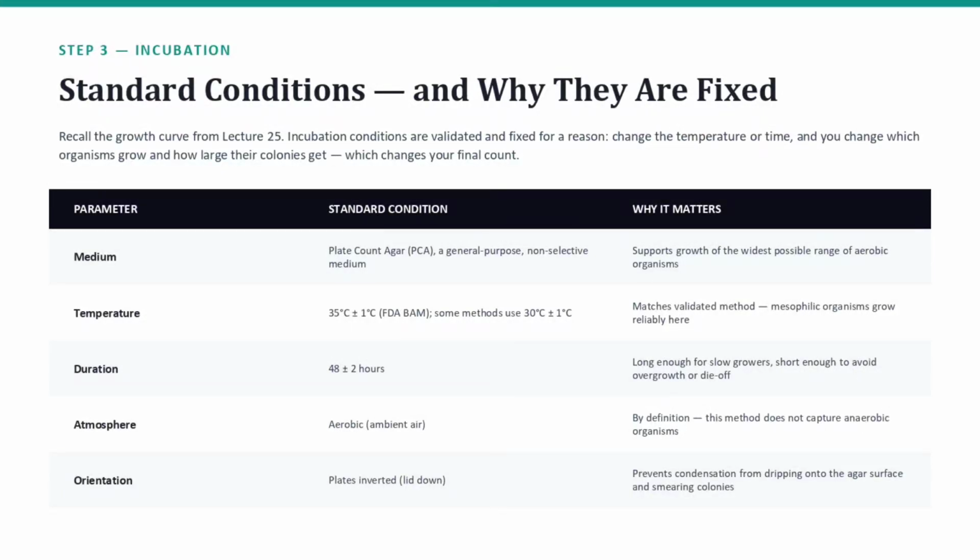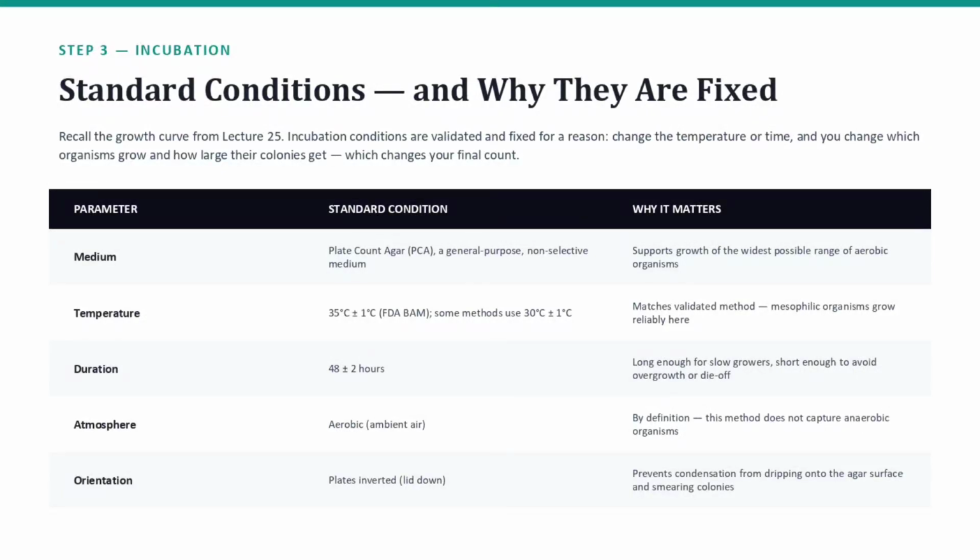Long enough to let slow-growing organisms show up, but short enough to avoid overgrowth or die off, distorting your count. Atmosphere, aerobic, meaning ambient air. This is true by definition. This method simply does not capture anaerobic organisms at all, which is a limitation worth remembering. And orientation, plates are incubated inverted, lid facing down. This prevents condensation from dripping onto the agar surface and smearing your colonies together. Change any one of these variables, temperature or time especially, and you change which organisms grow and how large their colonies get, which changes your final count.